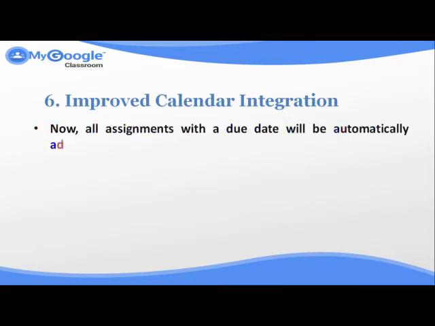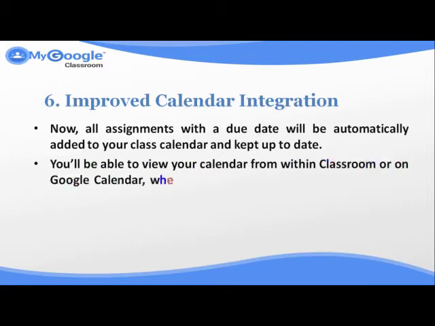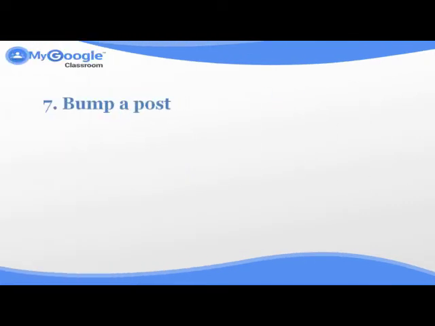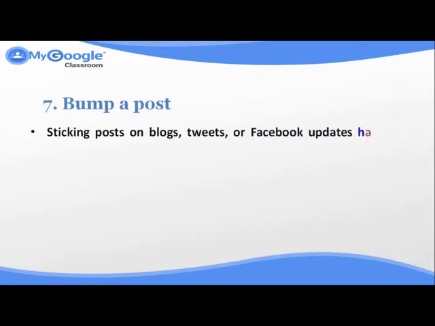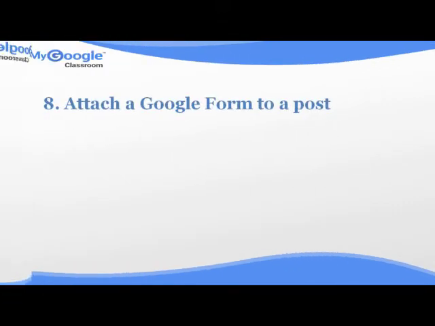Now all assignments with a due date will be automatically added to your class calendar and kept up to date. You'll be able to view your calendar from within Classroom or on Google Calendar, where you can manually add class events like field trips or guest speakers. Number 7, bump a post. Sticking posts on blogs, tweets, or Facebook updates has long been a thing. Now you can do it on Google Classroom as well by moving any post to the top. Number 8, attach a Google Form to a post.